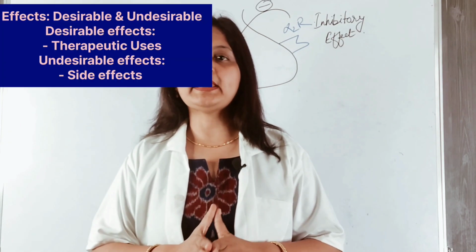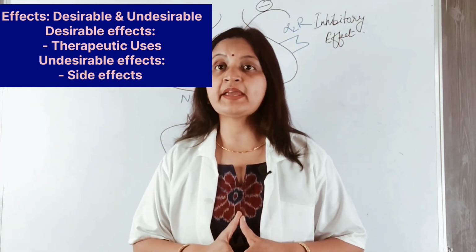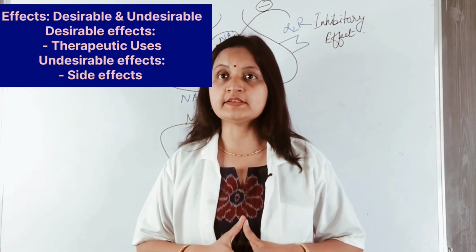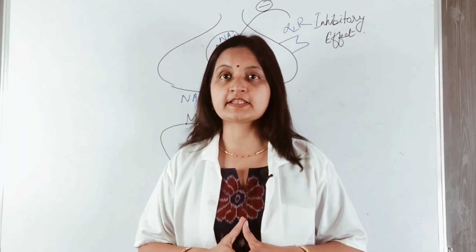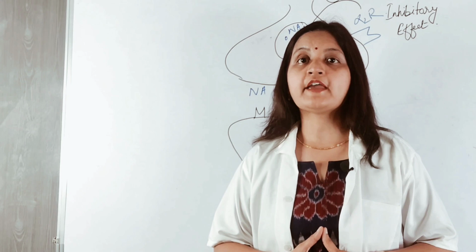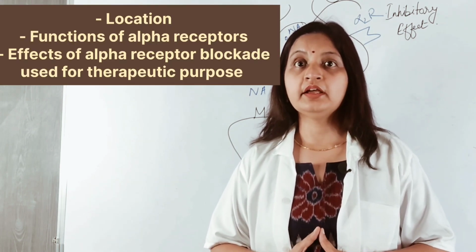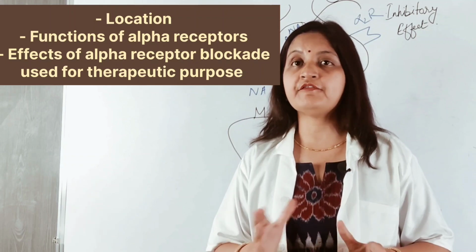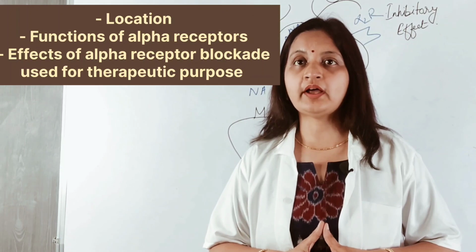Now, the effects can be desirable or undesirable. The desirable effects can be exploited for therapeutic uses, whereas the undesirable effects manifest as side effects. So let's talk about the effects of alpha blockers. The effects of alpha blockers relate with the location of alpha receptors and the functions of alpha receptors. The location of alpha 1 receptors.